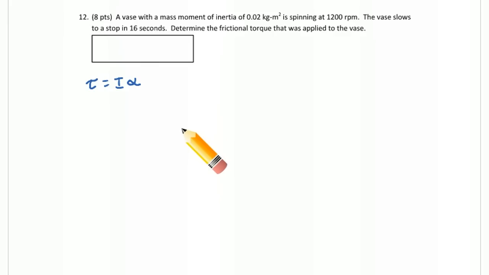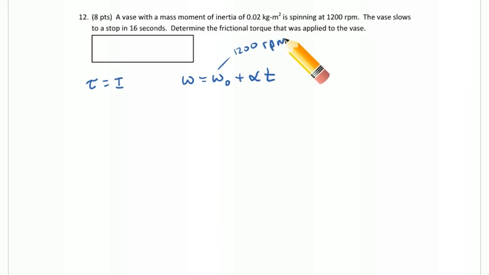So we have to look at our constant angular acceleration equations, and realize that alpha is going to show up in a couple of them. One is, let me write it this way, omega is equal to the initial angular speed plus alpha times time. Angular acceleration times time. This is what's given. This is the 1200 RPM. Slows to a stop is going to be 0, and we're given 16 seconds.